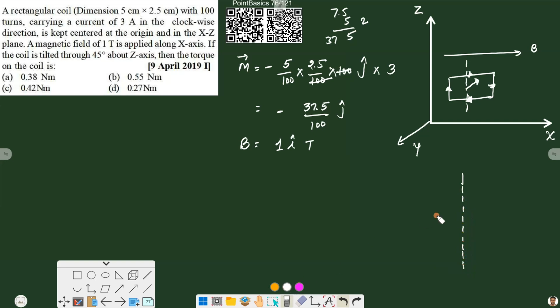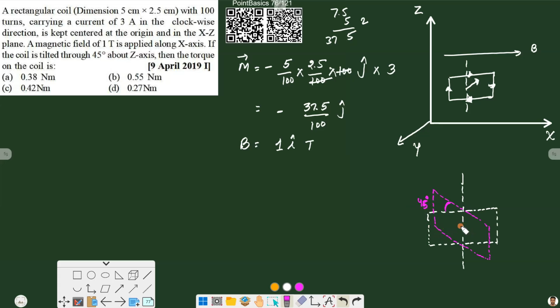So initially the coil was something like this. Initially this was the coil, and now the coil has rotated about 45 degree around z axis. So now the coil looks something like this. Now our coil is like this, and this angle between the planes of the coil is 45 degree. So what happens now due to this?